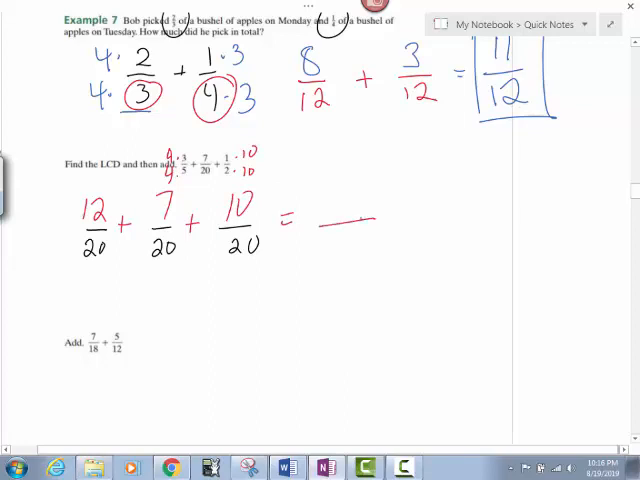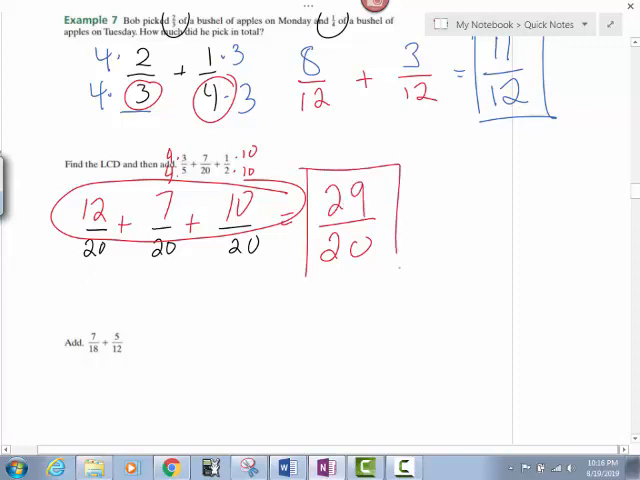All right, I'll give you a hint in this problem. My number on the bottom is going to be 20. All we're going to do now is add our numbers on top. So 12 plus 7, 19. 19 plus another 10 is 29.